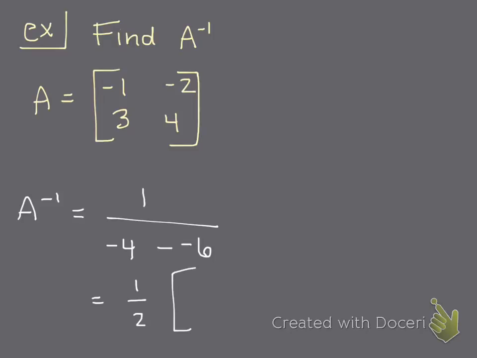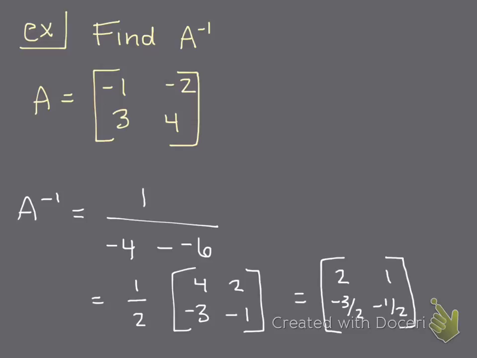And then the matrix itself, I have to swap on the diagonal. On the one diagonal, the 4 and the negative 1, keep the signs but swap places. On the other diagonal, they stay put, but the signs change. Now what I do with that half is distribute it into all 4 terms. So the top row becomes 2, 1. On the bottom row, I'll get negative 3 halves and negative 1 half. If I were to multiply these two matrices together, I would get the identity matrix. Final answer.